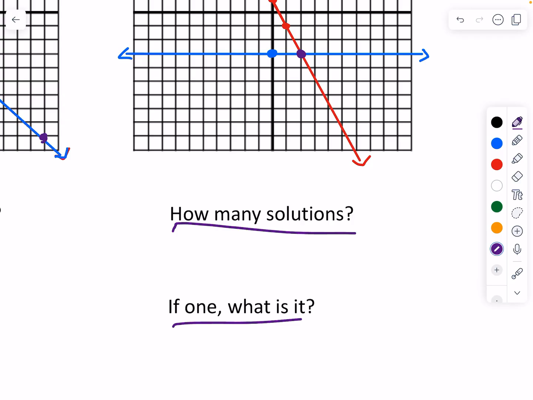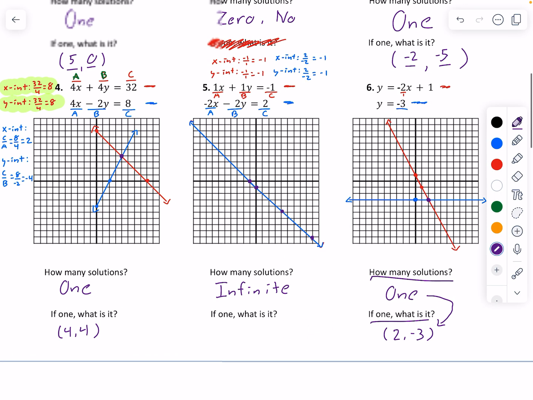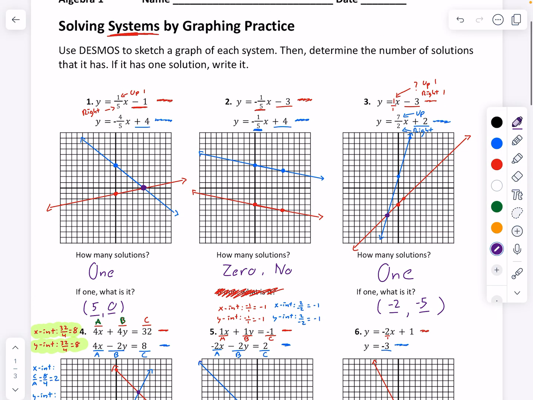If you said 2, -3, that would be correct for the bottom. The correct answer for the top, we would say there is just one solution. And on the bottom, we would say that one solution is 2 comma -3. Nice job. I know that that was a lot.